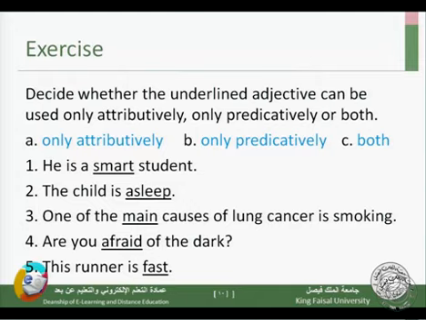3, one of the main causes of lung cancer is smoking. Main comes before the noun here, so causes is the noun, and main comes before it. So here it is in the attributive position. Can we change it to make it in the predicative position? Can we say the cause is main of lung cancer? No, we can't. So main can only be used in the attributive position, so the correct choice is A.